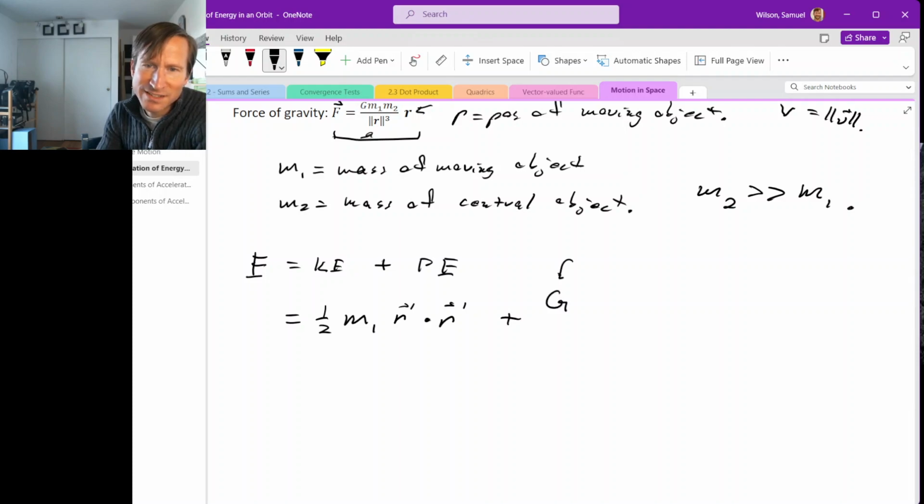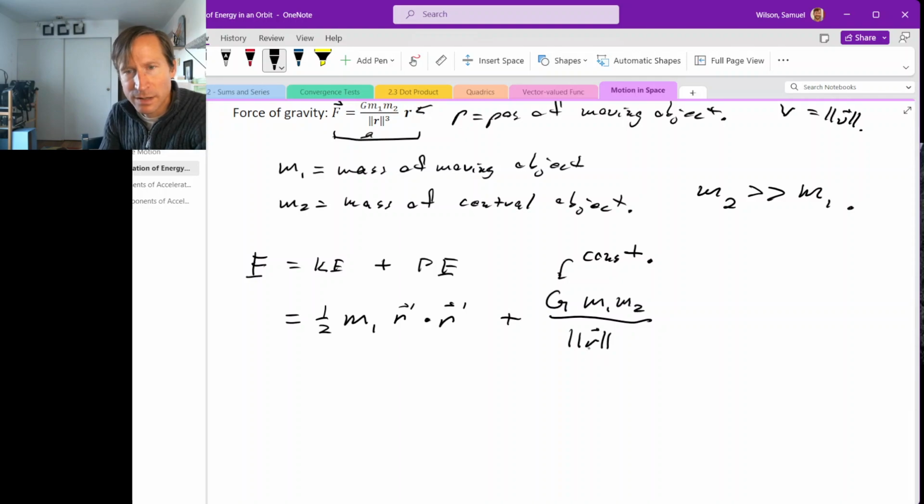I didn't say what G is. G is just some constant that tells you how strong gravity is. As far as we know, it's a universal constant throughout the universe, so it's just some tiny number. So G times m1 times m2 over the magnitude of r, like this. Okay, so this is kinetic plus potential.